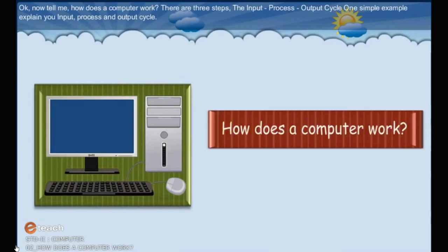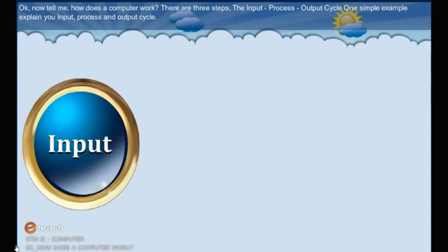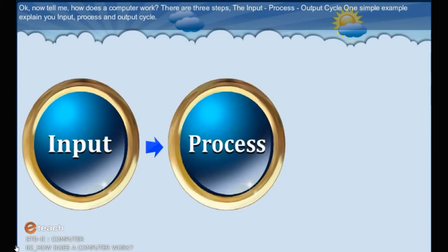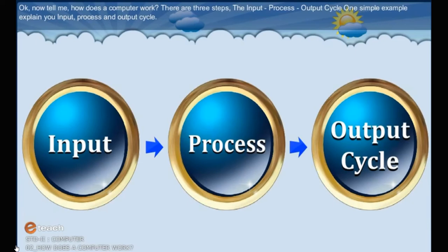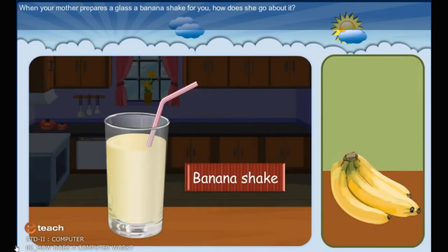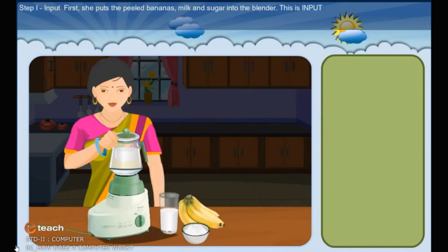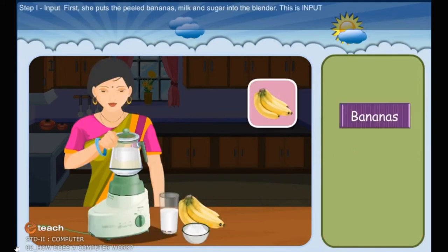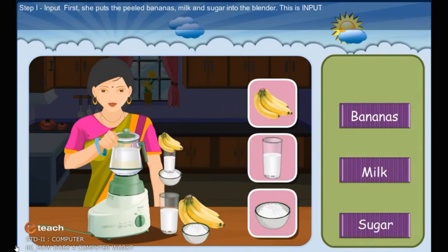Okay, now tell me, how does a computer work? There are 3 steps: the input, process, output cycle. One simple example explains the input, process and output cycle. When your mother prepares a glass of banana shake for you, how does she go about it? Step number 1. Input. First, she puts the peeled bananas, milk and sugar into the blender.